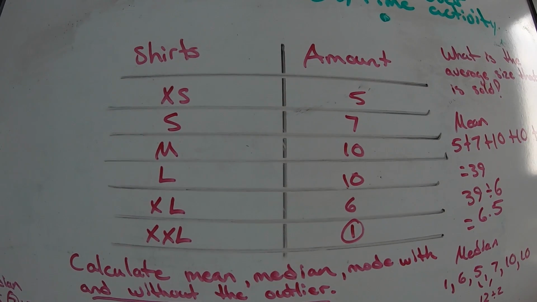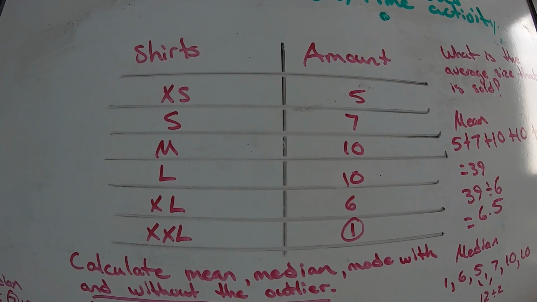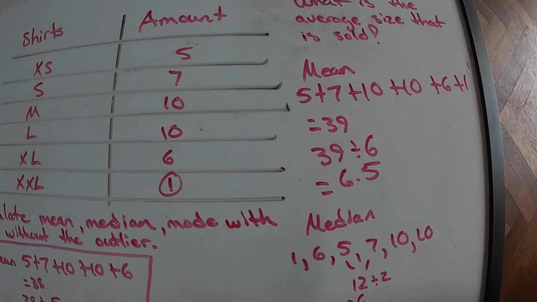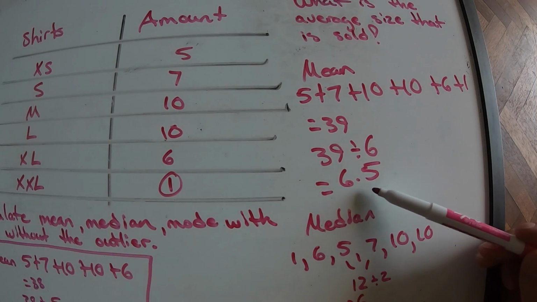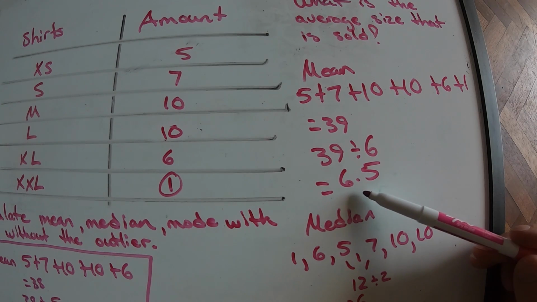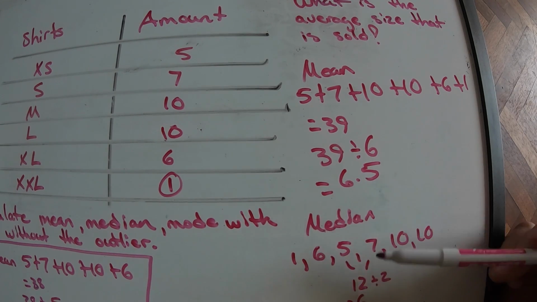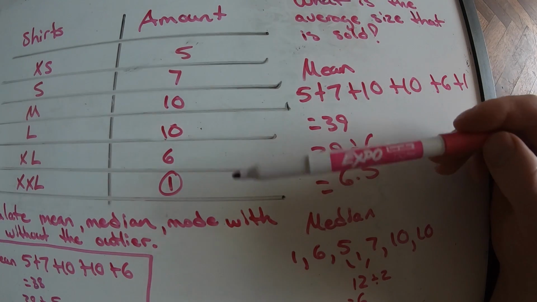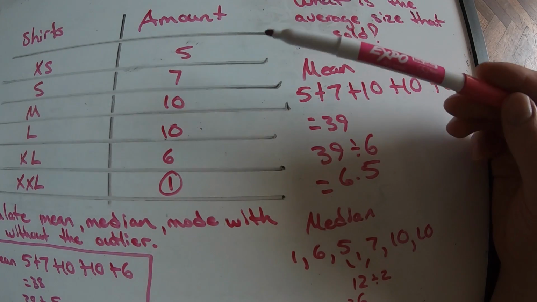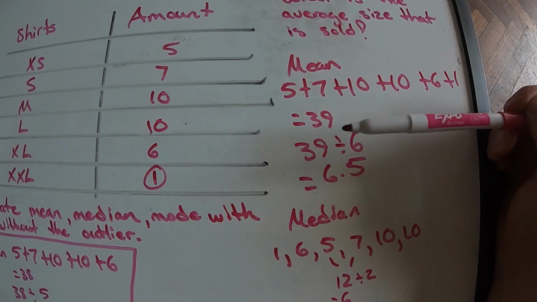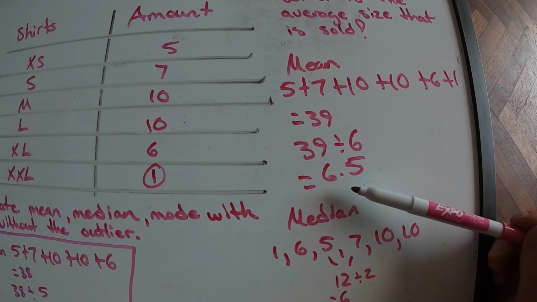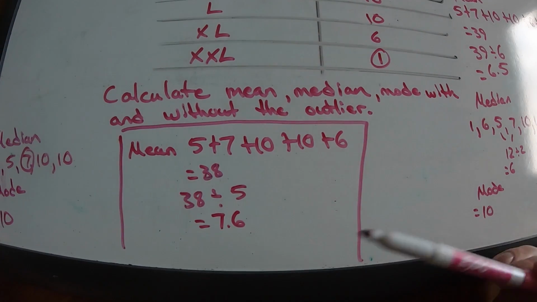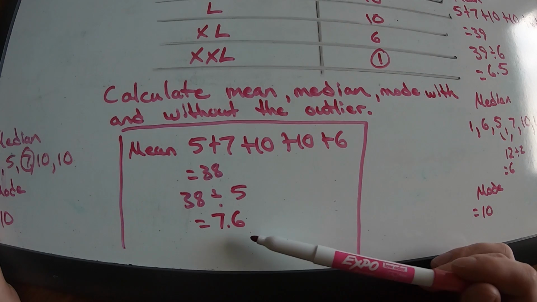And just looking at this specific type of question, it doesn't really make sense to say that, hey, we need to order 6.5 shirts because, well, we can't order half of a shirt. And it doesn't really tell us which particular size that we need to order. So that's not very helpful information using the mean with the outlier. Neither is it very useful to calculate the mean without the outlier.